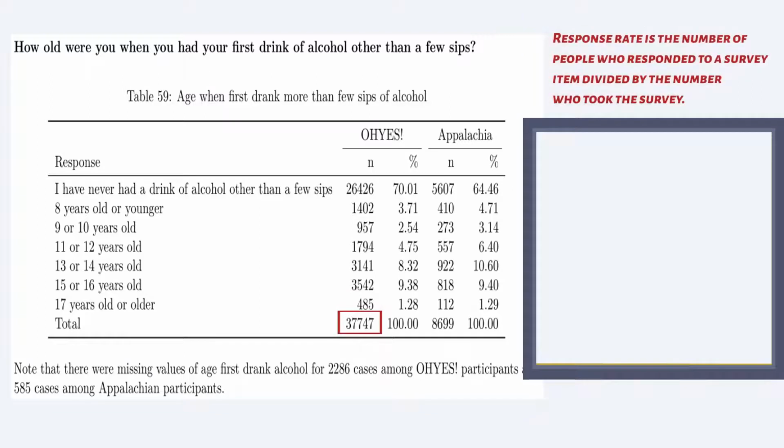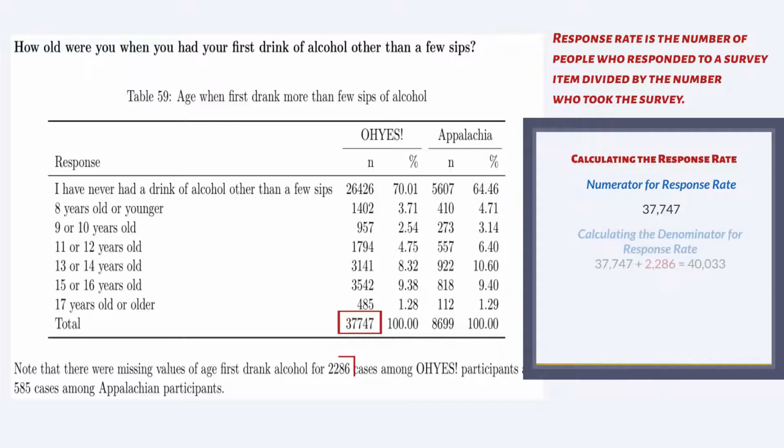Note that to calculate the response rate, we can first see that among all OHYES participants, 37,747 responded to the item. This is the numerator for our calculation. We can also see that 2,286 did not respond. Therefore, the denominator for our calculation is 40,033, or 37,747 plus 2,286 participants who could have responded to this item. Therefore, 94%, or 37,747 out of 40,033, did respond to the item.